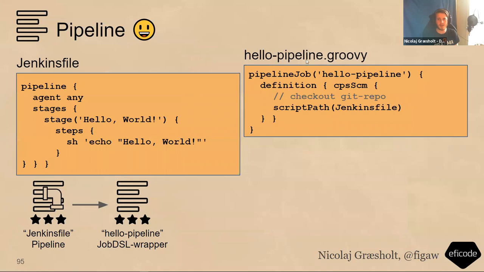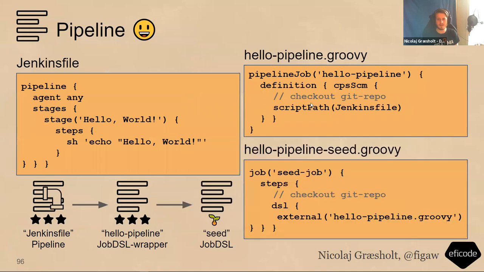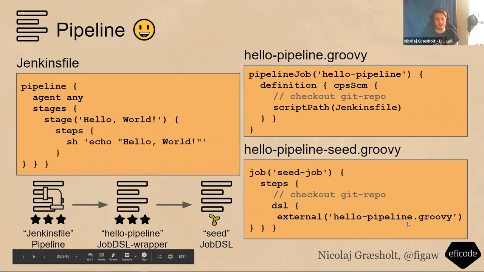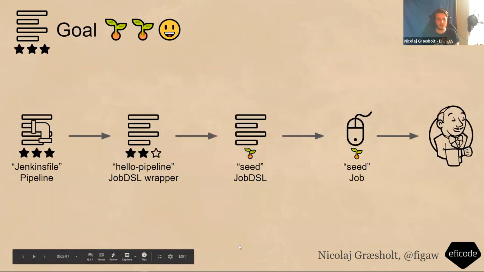And my hello pipeline, I can reference that in my hello pipeline seed job, either directly or with wildcards to get it dynamically, but just for the construction. And I'm done.